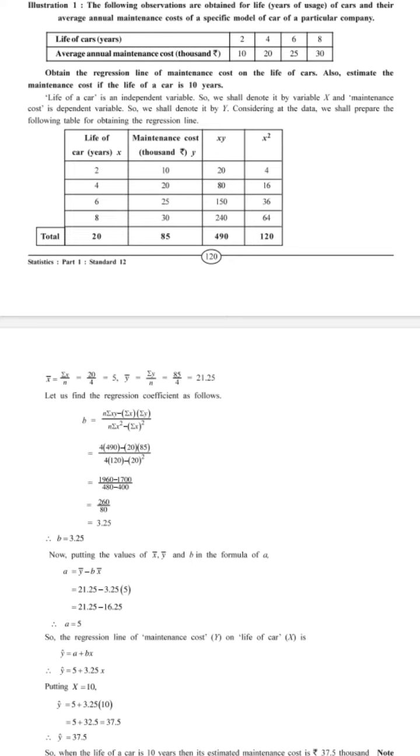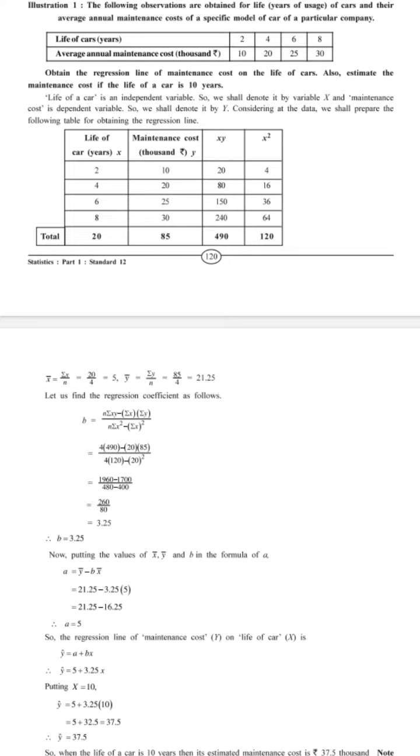X bar is sigma x upon n, y bar is sigma y upon n. Then we will write y on x, y cap equal to a plus bx. Putting the formula for b, the unique, simple formula which we will apply in each and every sum. This formula only we are going to apply in each and every sum. For short sums we need to apply the formula depending upon the questions.